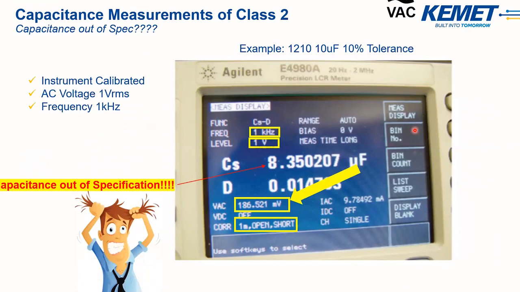Here we can see an actual capacitance measurement of a class 2, 1210, 10 microfarad, 10% tolerance MLCC using one of the top of the line LCR meters. And this cap's actually measuring out of spec. Now the instrument has been calibrated and compensated. The AC voltage that we've applied is 1 volt, and we've measured it at 1 kilohertz. Now this is per the data sheet, yet we're measuring 8.3 microfarads, which is out of spec. Now why is that? Well, down here, the meter actually outputs the actual voltage that's being applied to the MLCC.